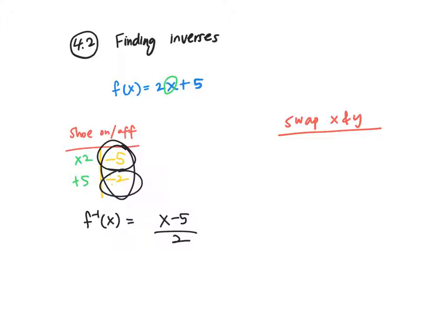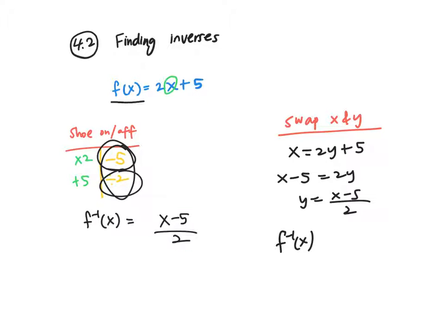The other method is the algebraic method of swapping the x and y values. So instead of y equals 2x plus 5, you would have x equals 2y plus 5 and solve for the new y value. Subtract 5, divide by 2, and rewrite using the proper notation. Since we had f of x, you would have f inverse of x equals (x minus 5) over 2.